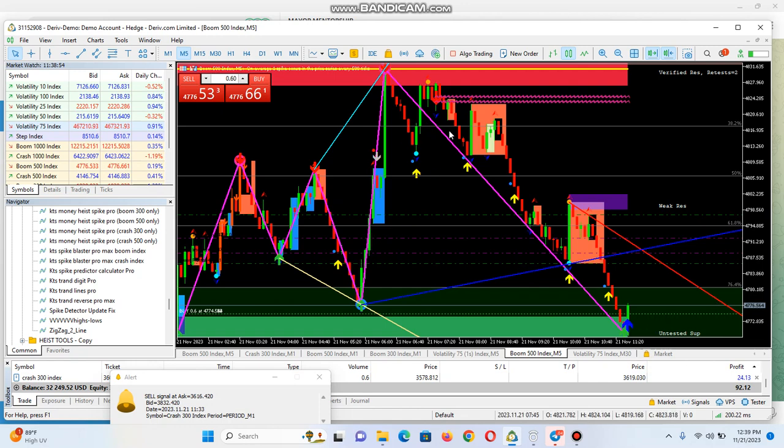I'm explaining in 5 minutes how to use it. You must allow that same arrow that came. When the arrow comes out, it indicates that the spike is about to occur. You must allow that spike to happen first. Don't place your spike order because the arrow has appeared. You must allow that very first spike to occur. When the very first spike has occurred, that is when we now join the market.